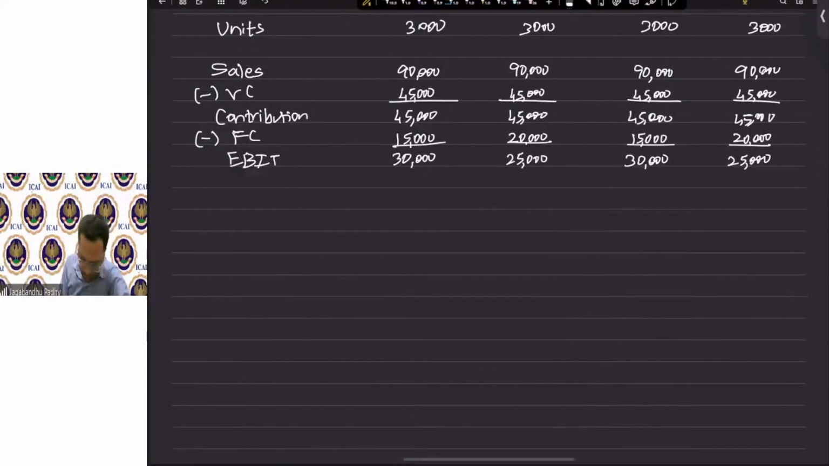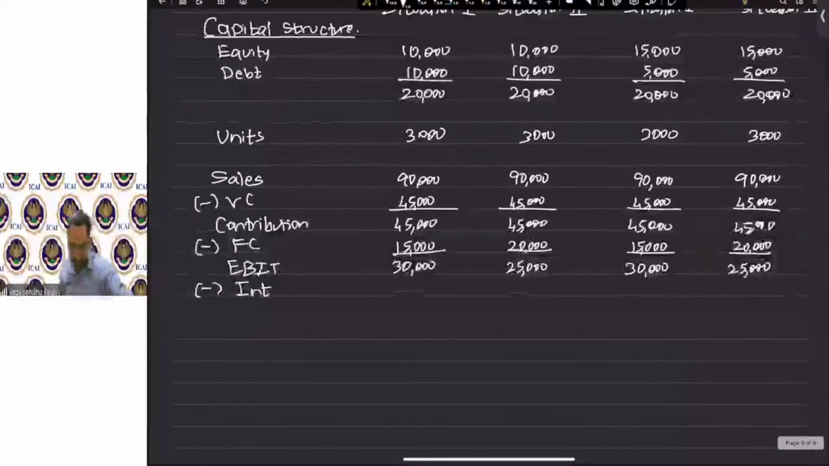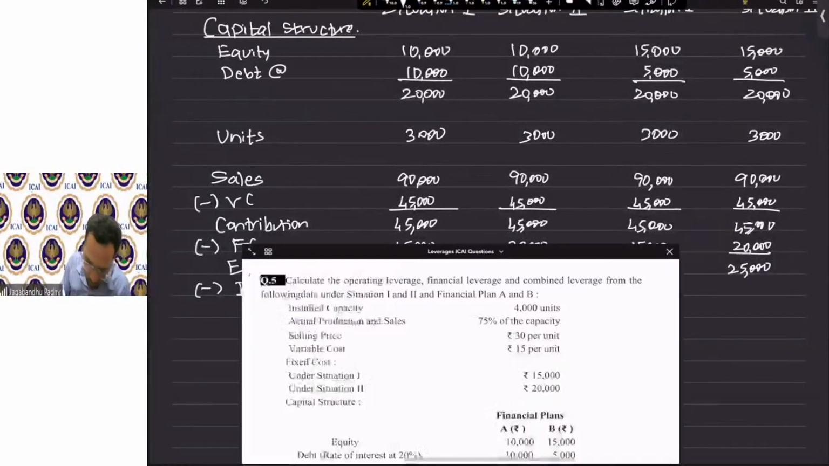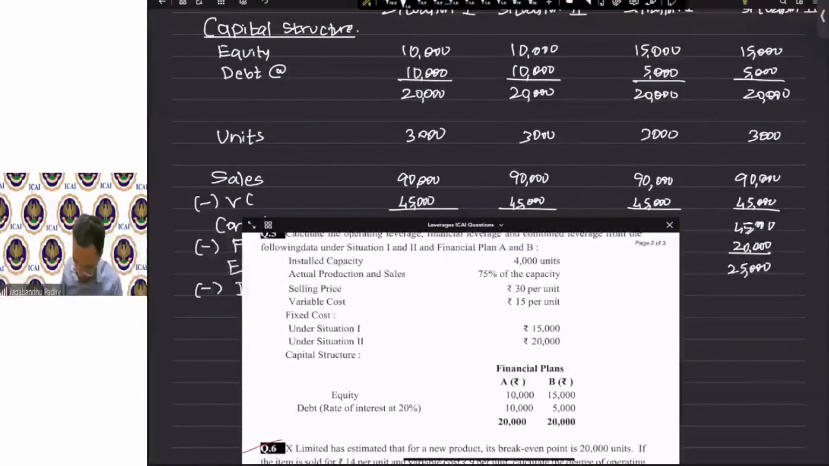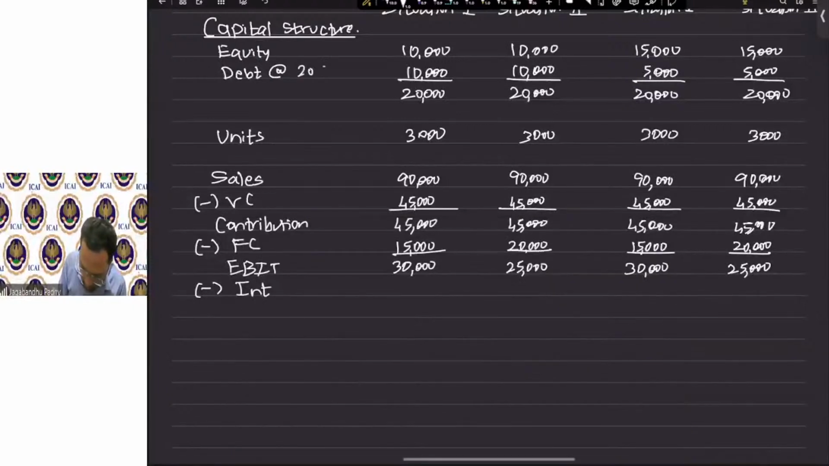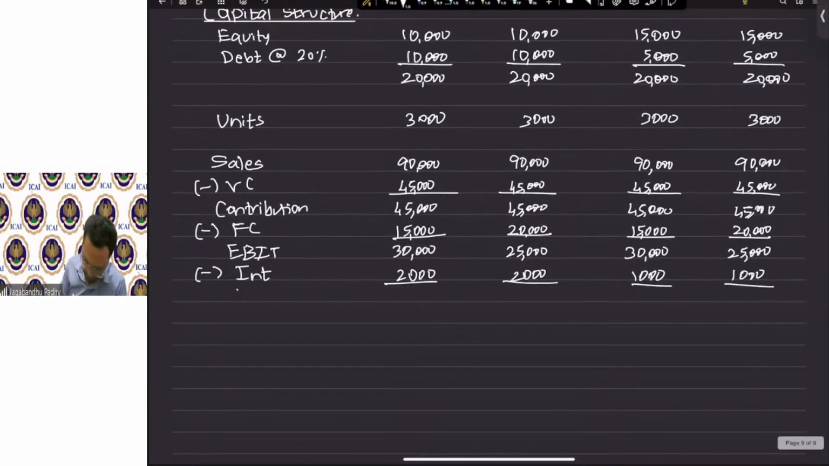And from EBIT, you're going to subtract interest. That is at the rate of 20%, 2,000 for the first two columns, and then it's going to be 1,000 for the remaining ones. This is profit before tax of 28,000.